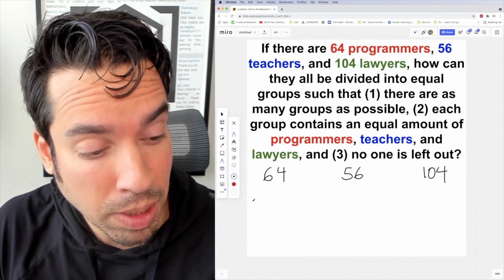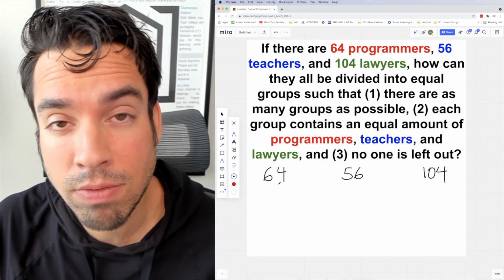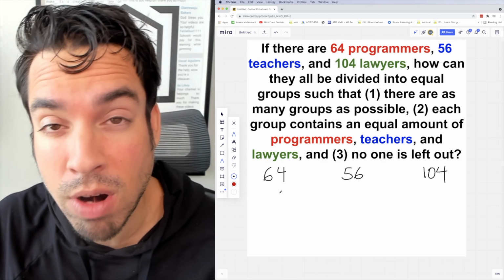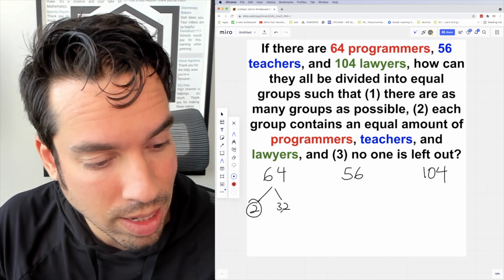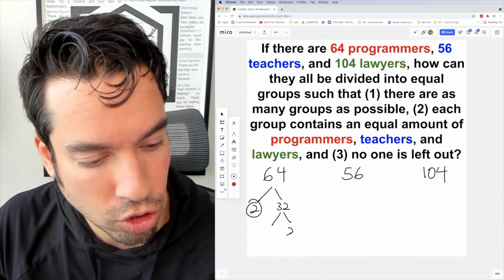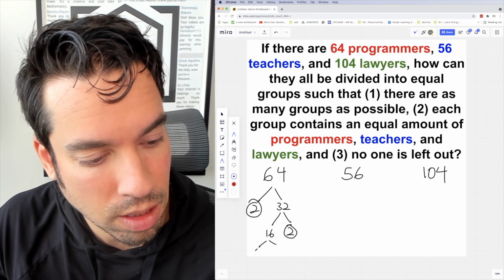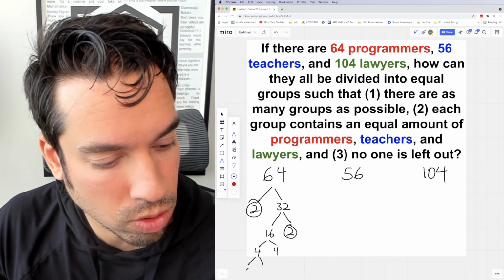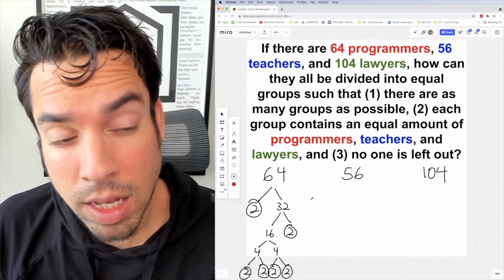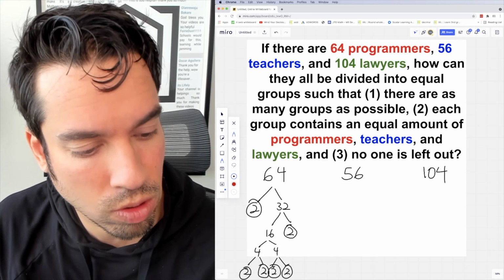So again, we split these into factor pairs, two numbers that multiply to 64, down, down, down until we only have prime numbers left. First, we start with 2 and 32, circle the prime, and then we split 32, and we get 2 and 16, circle the prime, split 16 into 4 and 4, and then split each of those into 2's. And now we've got the prime factorization of 64. It's literally 2 times 2 times 2 times 2 times 2 times 2.